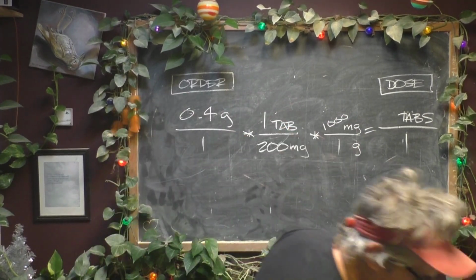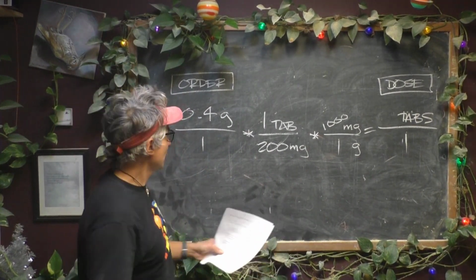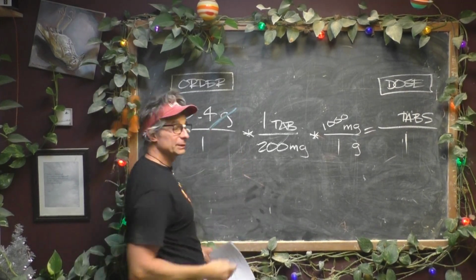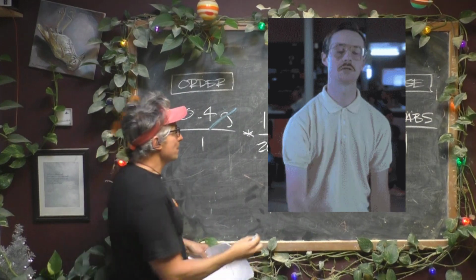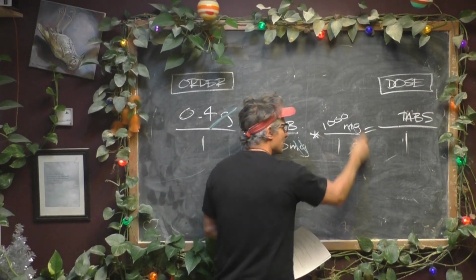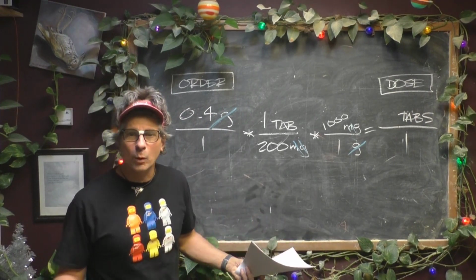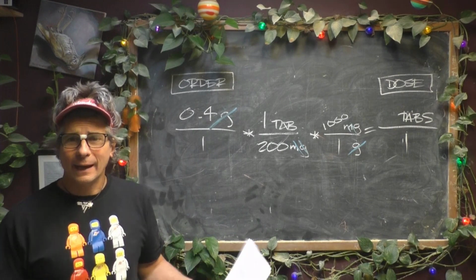Now comes the fun part. I grab my unit dividing off chalk, which is blue. Grams goes away. This is not writing very well. Grams and grams goes away. Yes. Milligrams and milligrams goes away. Yes. All we got left is tabs. That's all we wanted. I can't help it. I have to mess around.